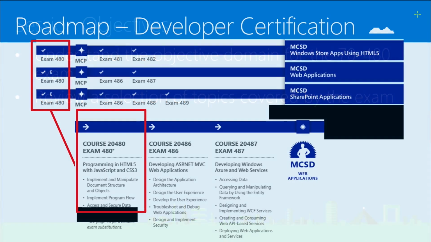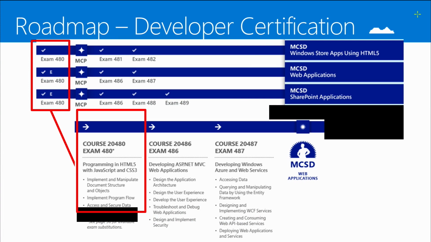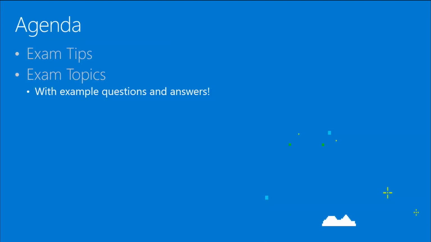Now, as far as the exam itself goes, what you're going to notice is that the 480 exam is the entry point into 3 separate certifications: developing Windows Store apps, developing web applications, and developing SharePoint applications. So it's the entry point to all 3 of those.